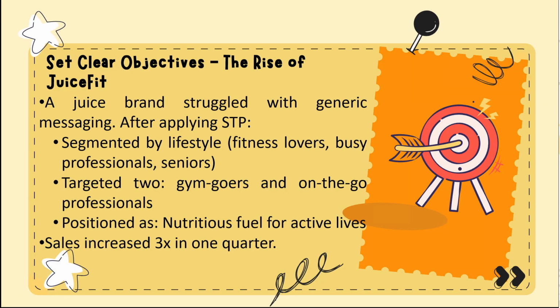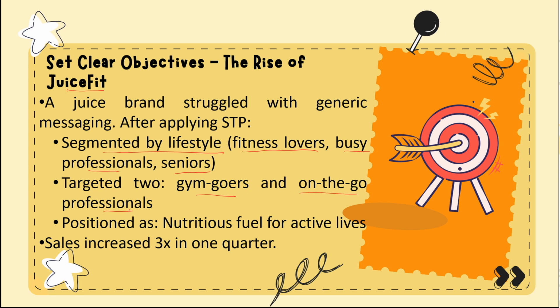Before starting any real example, I draw your attention to a small story related to a JuiceFit juice bar. This juice brand struggled with generic messaging, but after applying STP strategy, they segmented the market by lifestyle: fitness lovers, busy professionals and seniors. They targeted the gym goers and on-the-go professionals.